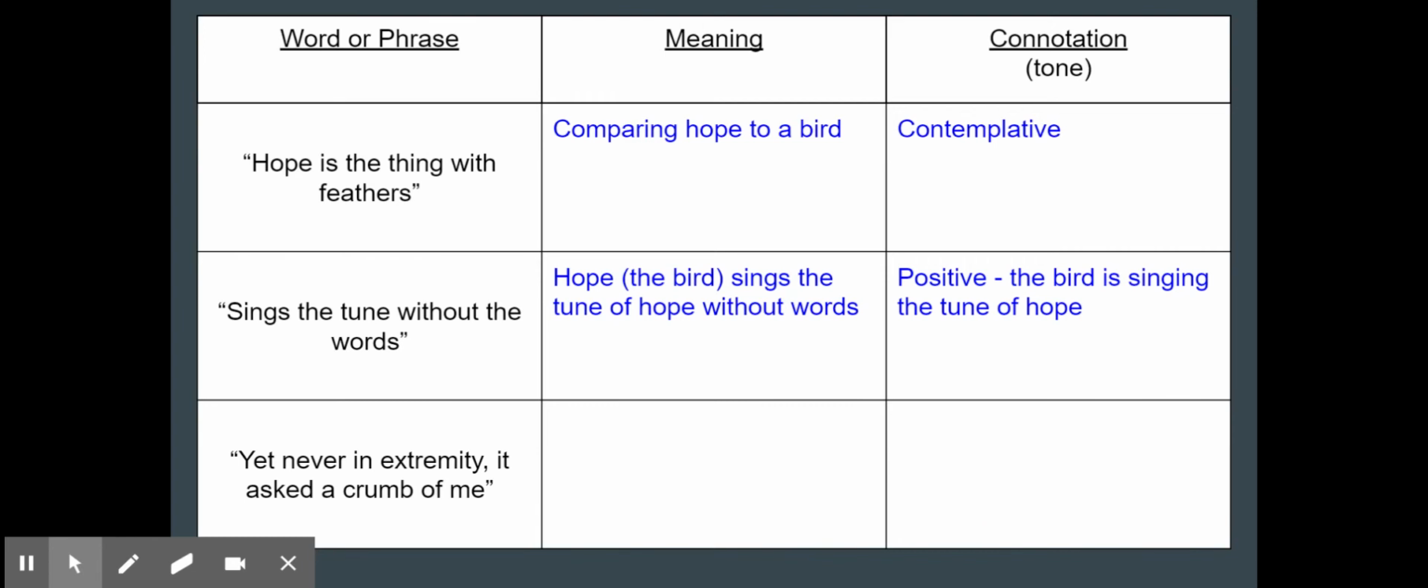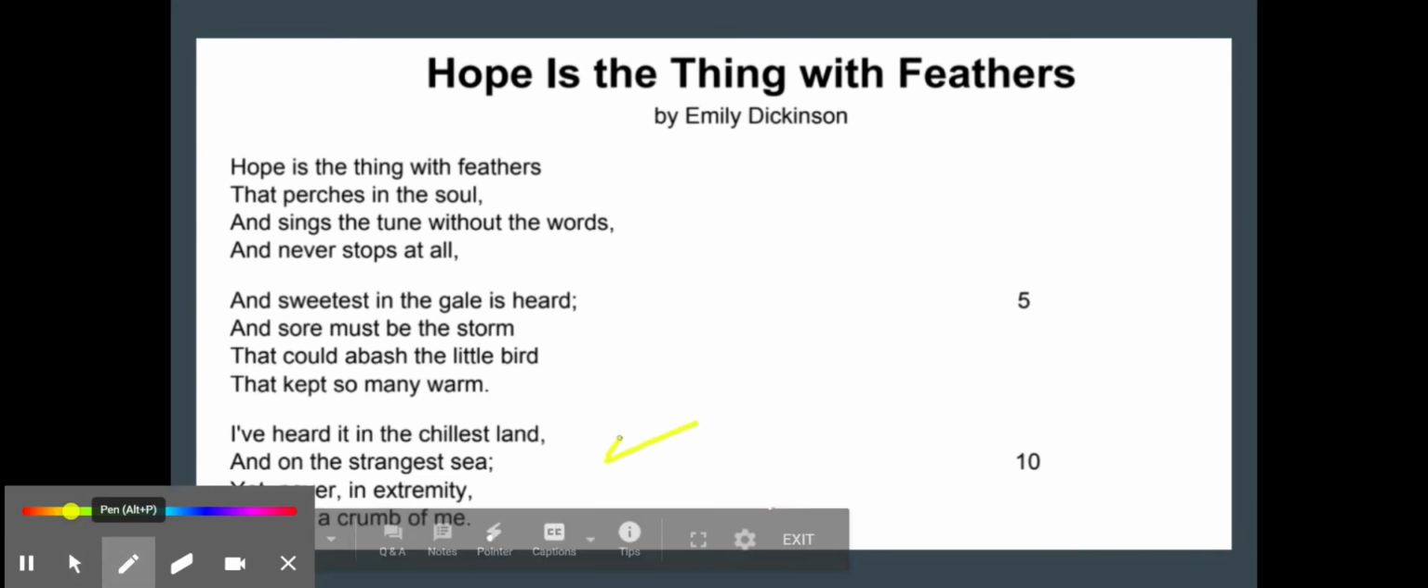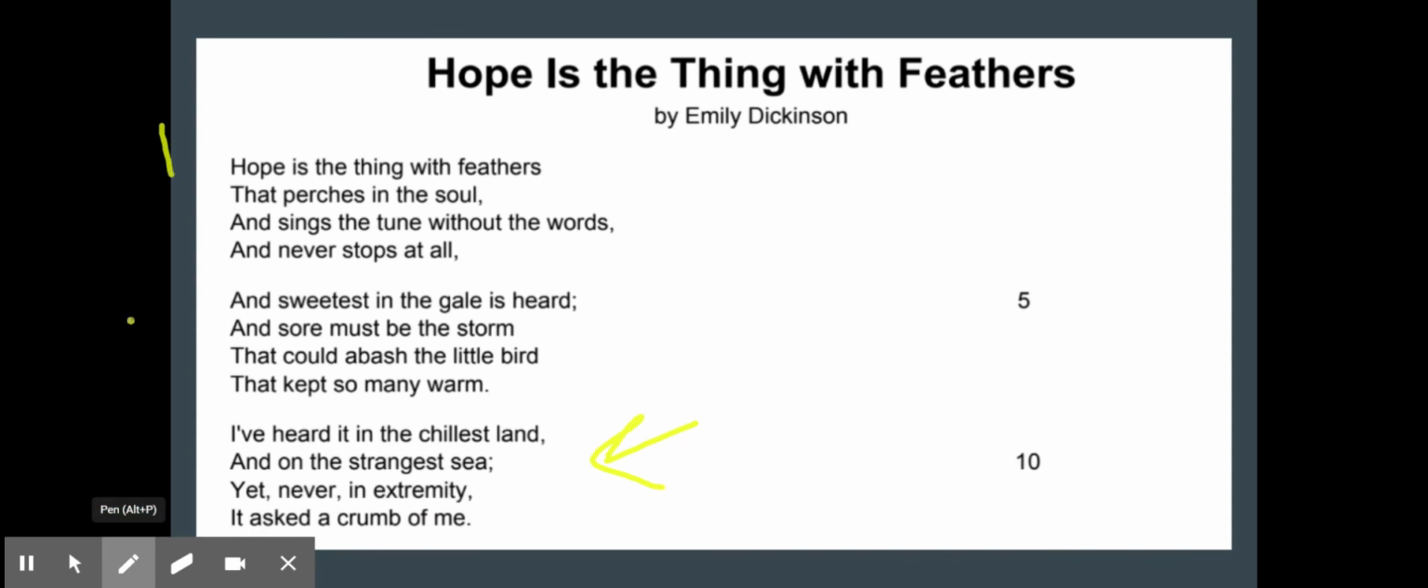The last one, yet never in extremity, it asked a crumb of me. So when I'm looking at that, that's at the very bottom of my poem in stanza 3. Remember, this would be stanza 1, stanza 2, stanza 3, and then each of these is lines. So this is line 1, 2, 3, 4, 5. Quick review of poem structure. All right, so never in extremity, it asked a crumb of me.